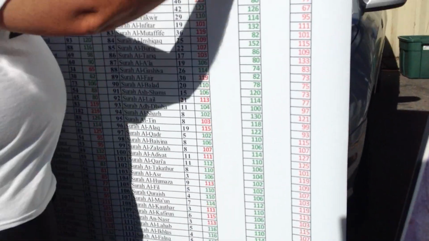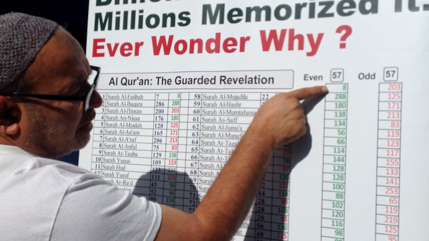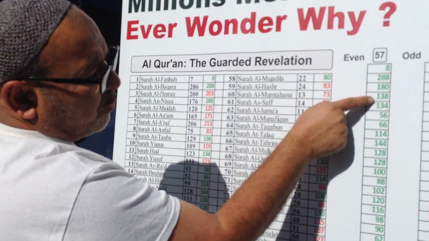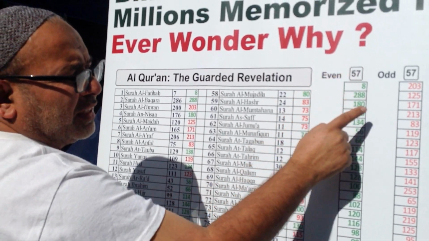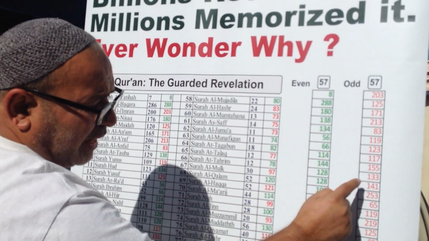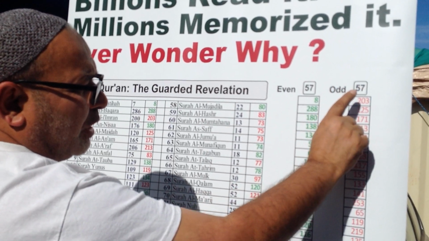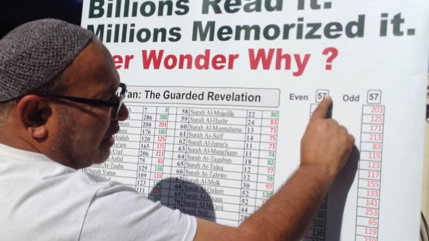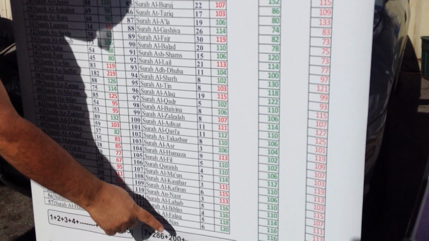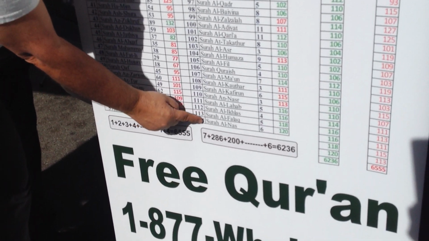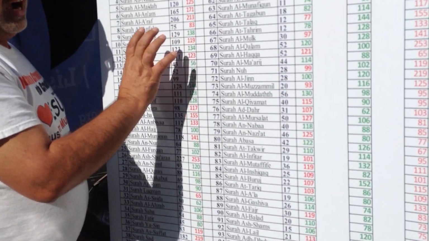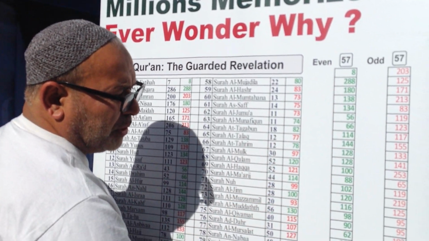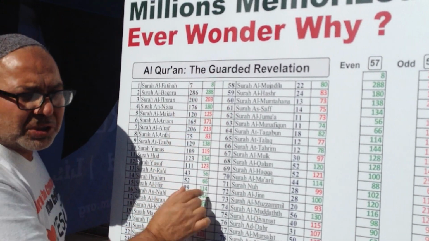The important thing is, if you count these numbers, the green ones are 57, and the red ones are also 57. So 57 even and 57 odd. If you add them together, it comes again to 114 chapters. The Quran has 114 chapters, and this is how it is structured, with these even and odd numbers after we introduce the third column.